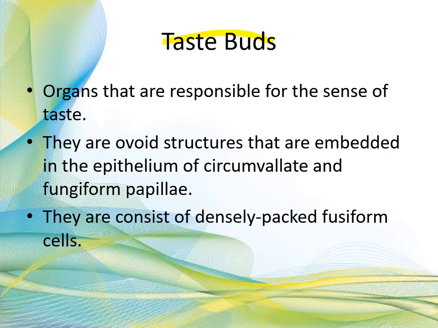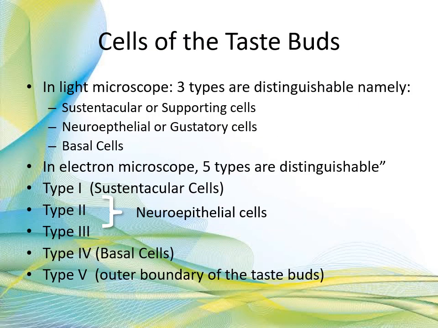Taste buds. So taste buds are organs that are responsible for the sense of taste. So they are ovoid in structure that are embedded in the epithelium of the circumvallate and fungiform papillae. So what are the cells? So taste buds, may tatlo daw. We have the sustentacular cells or supporting cells. We have the neuroepithelial or the gustatory cells and the basal cells. Yun ay pag sa light microscope. Pero daw pag electron microscope ang ginamit, 5 daw yung nakikita.